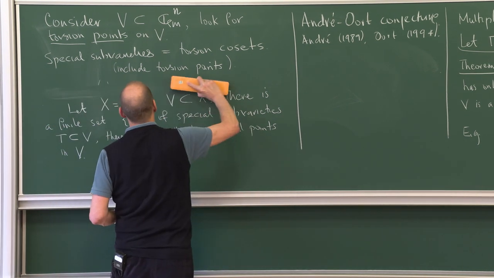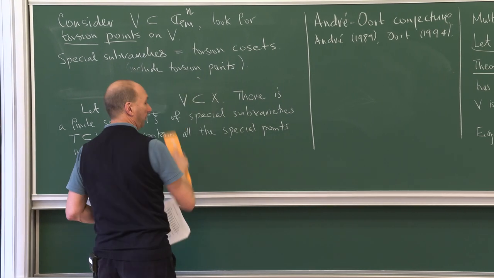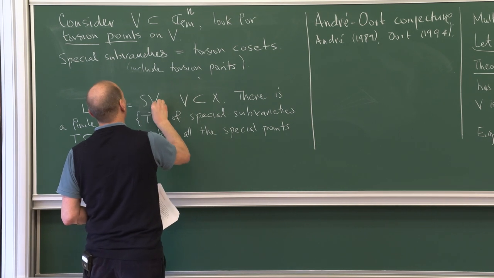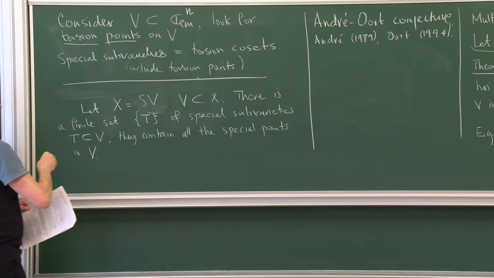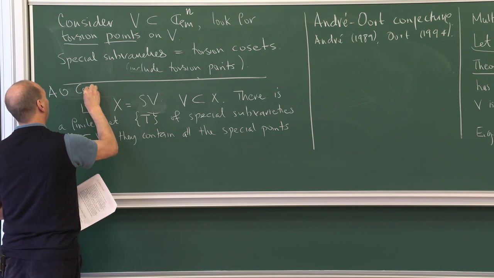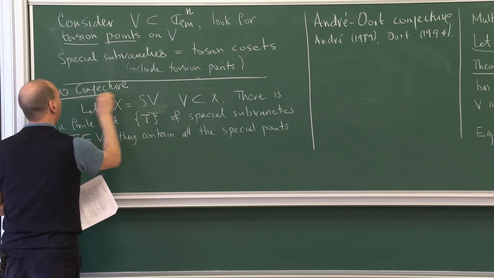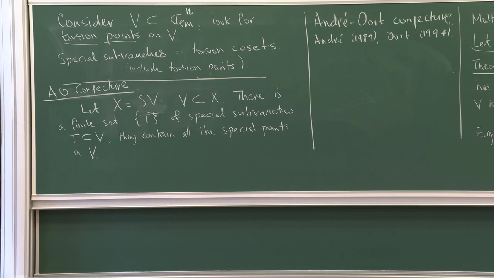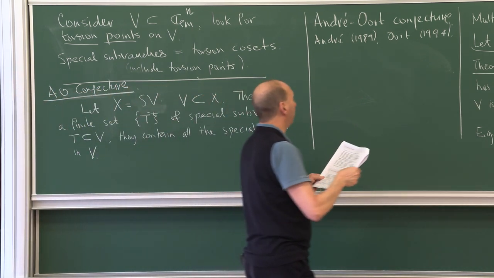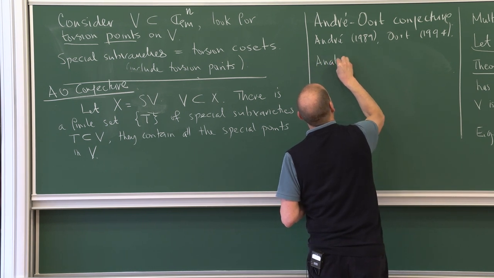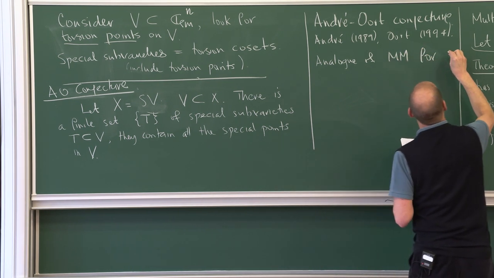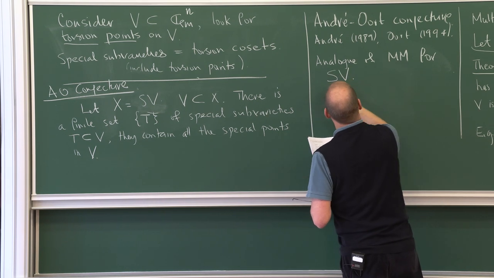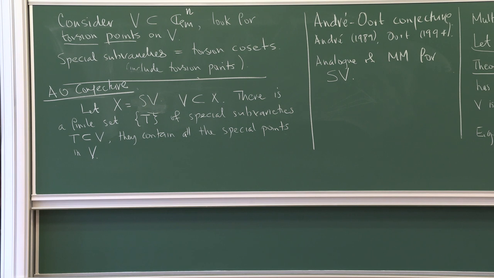So if I just do this, let X be a Shimura variety. A Shimura variety has a collection of special subvarieties and special points. Then this is the André-Oort conjecture. I'm going to say a little bit about this Shimura variety. This is the analog of Manin-Mumford for a Shimura variety, which I'm going to call an SV, not an SUV, but an SV.